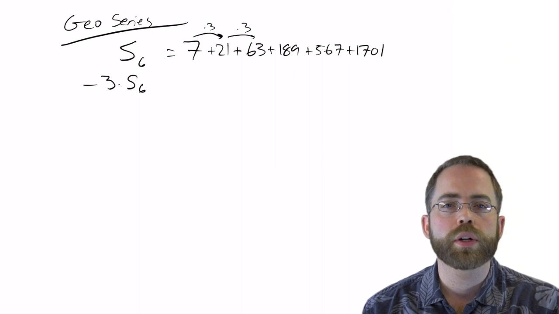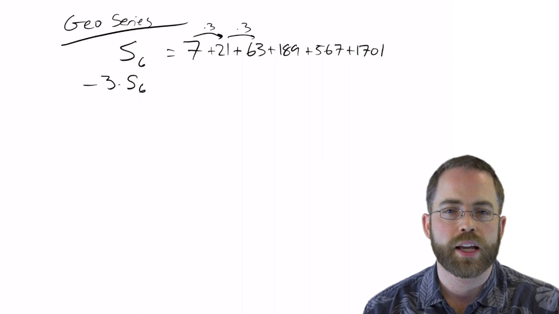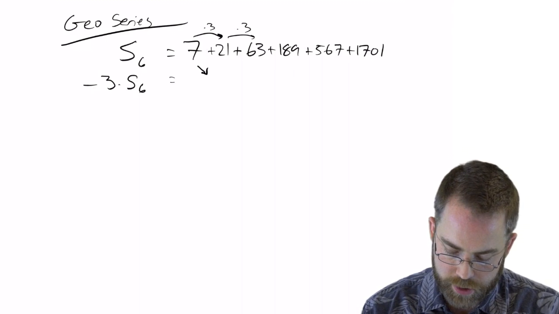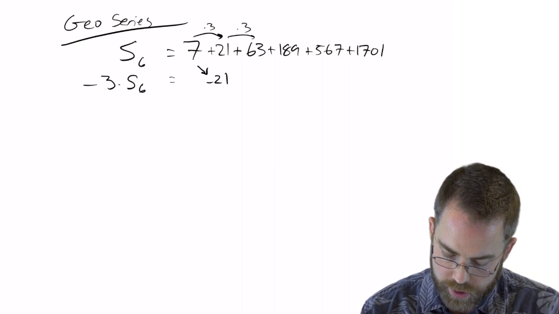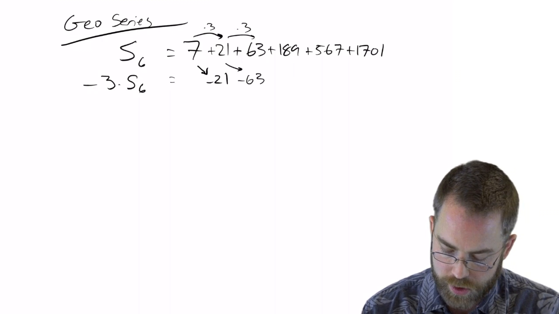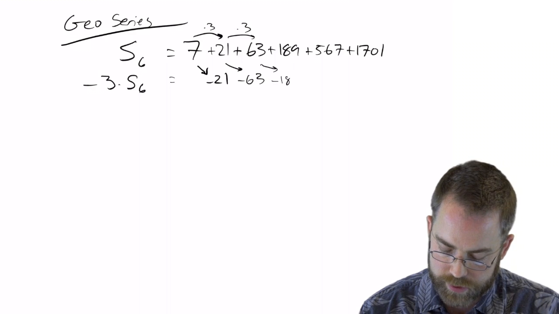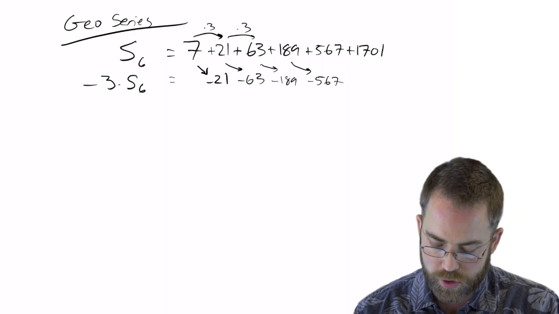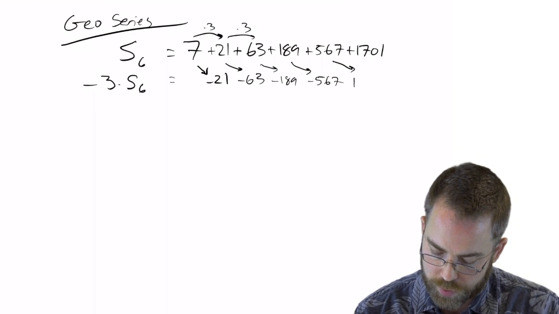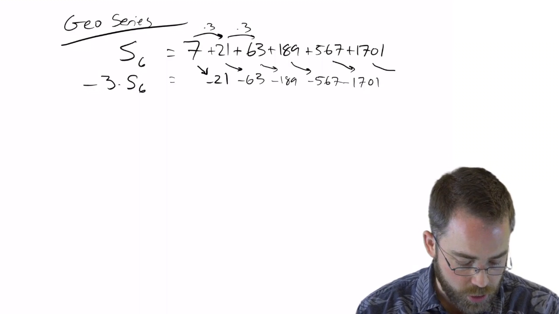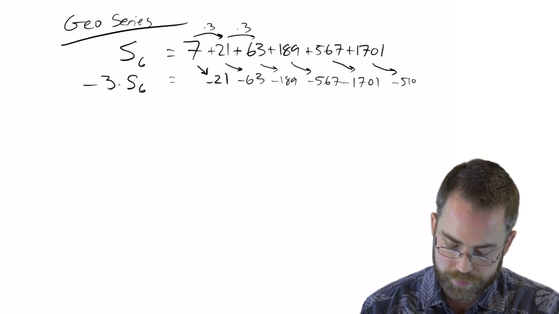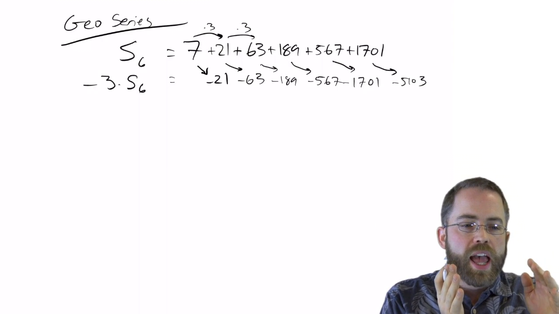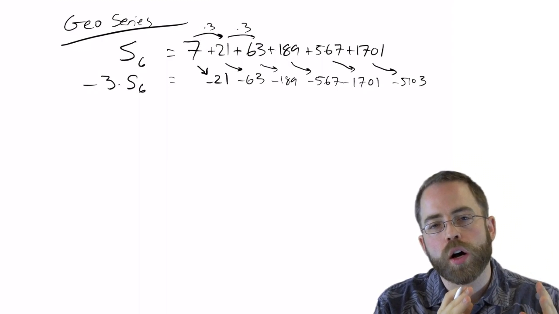So think about what that would mean. What would negative 3 times this exact same list of numbers be? Well, the 7 times negative 3 is going to be negative 21. And the 21 times negative 3 is going to be negative 63. And on down the line, we're going to get the exact same numbers, just shifted over 1, except there was no 7. And then this one makes negative 1701, and then 1701 makes negative 5103. So we've got the exact same list, but just shifted over and negative. So it's one place off, and each one is negative.